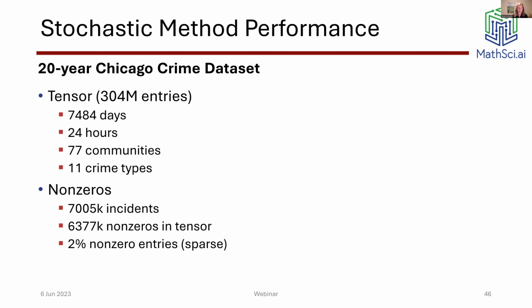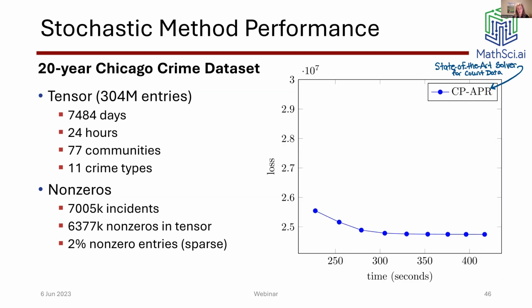So if we go back to that 20-year data set, we can run that. Here's a method that was developed previously, actually by my group, that we call CP alternating Poisson regression, for running on large scale data. And we can see that as we run, I didn't say what the rank was here, I'll tell you on the next slide. But as we run that in time, we see this convergence, and it eventually converges to a solution.